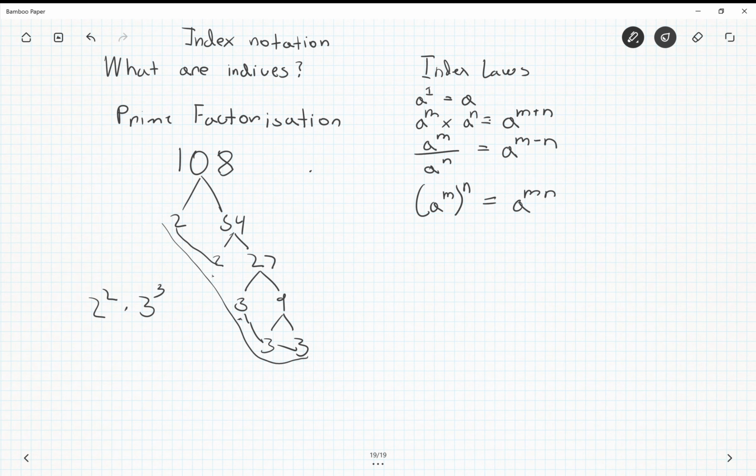And I'll just now gather up what we've done in this video. We've discussed what indices are, 4 index laws, how to apply them, and what prime factorization is. I'll be doing a deeper delve on prime factorization and applications of index notation soon in the next video. Until then, stay tuned.